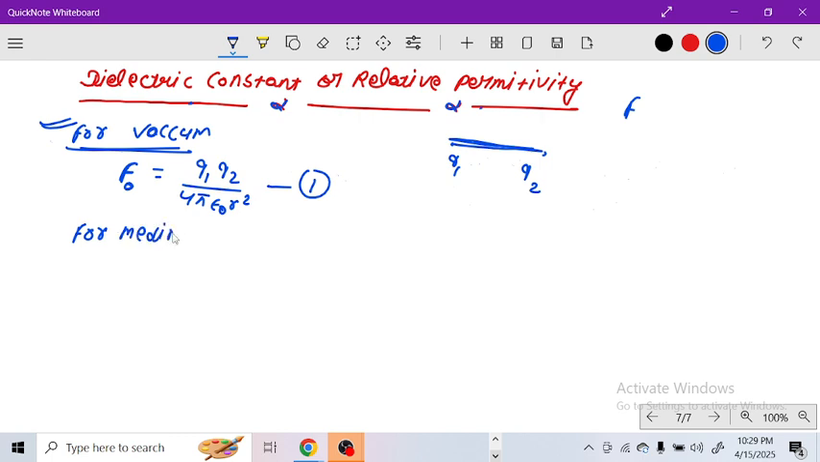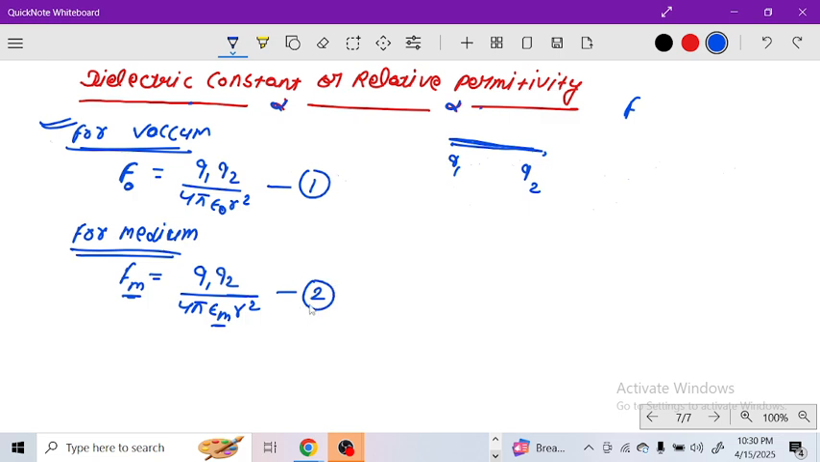And for medium, I am taking the force as Fm, force on medium. So here it will be Q1 Q2 by 4 pi epsilon m r square, Kavya. Read it, Kavya, got it? Yes, sir. Here is the medium, that's why I am taking epsilon m. I am taking this as equation 2.